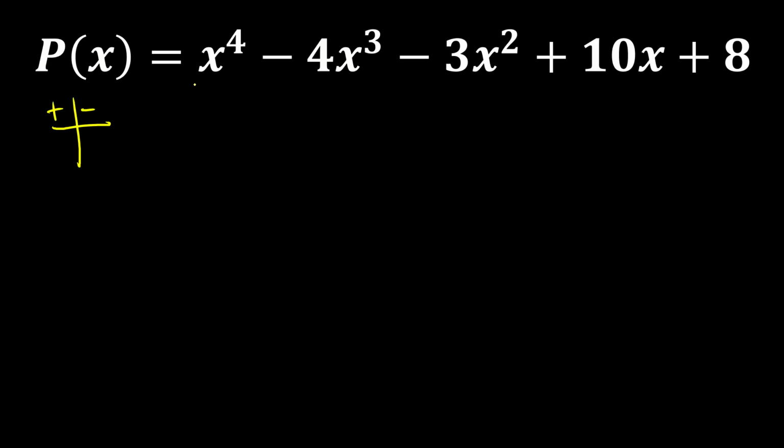So, based sa kung ilang beses siya magpapalit ng sign. So, ito ay positive, negative, negative, positive, positive. So, positive to negative, that is 1. Negative to negative, wala. Negative to positive, nagpalit ulit. So, another 1. So, this is the second. Then, positive to positive, wala. So, dalawang beses siya nagpalit ng sign. So, that means there are two positive roots.